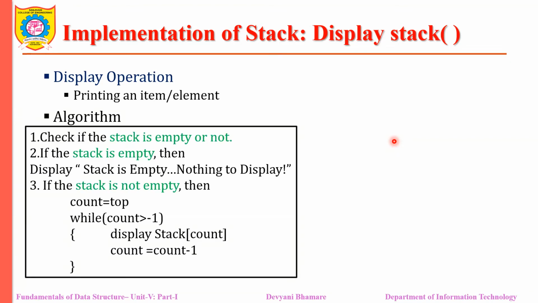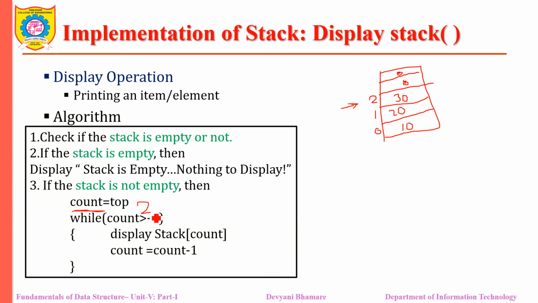Yes, with the help of the top variable, we can easily identify how many elements are in the stack. Assume we take one variable that is a counter variable. That counter initially points to top. So top is what? 2. Means we are saying that the counter is pointing to 2.